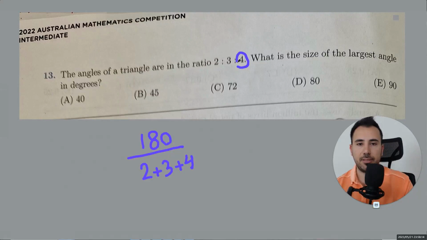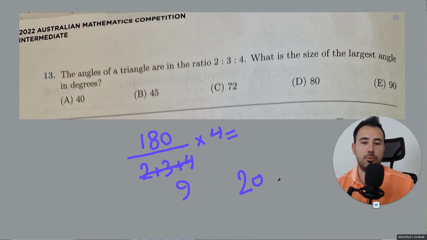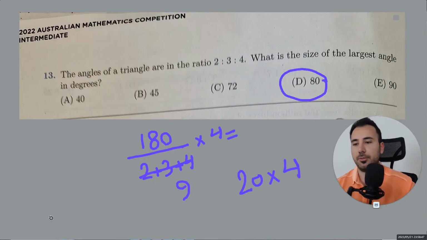So we're trying to find this one. Okay. If you wanted the middle-sized angle, you would multiply by 3. If you wanted the smallest one, you would multiply by 2. Okay. This is going to be 9. So 180 over 9 is 20. So it's going to be 20 times 4. Not very difficult. 80. Okay, again, not a difficult question.